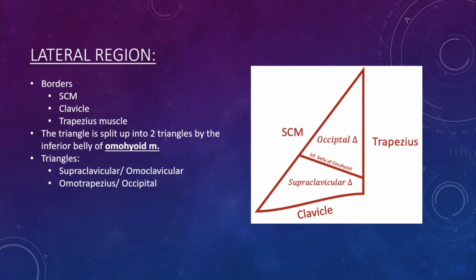Thanks. So I'm going to be talking about the lateral region of the neck and also a few of the triangles that will be very useful for you guys to know in the final exam. So, like I said, I will be discussing the lateral region, and it's bordered by the sternocleidomastoid, the clavicle, and the trapezius. The triangle itself is split into two triangles by the inferior belly of the omohyoid muscle. So therefore, we end up with the supraclavicular triangle, which is literally the triangle above the clavicle, so supraclavicular, and we have the occipital triangle.